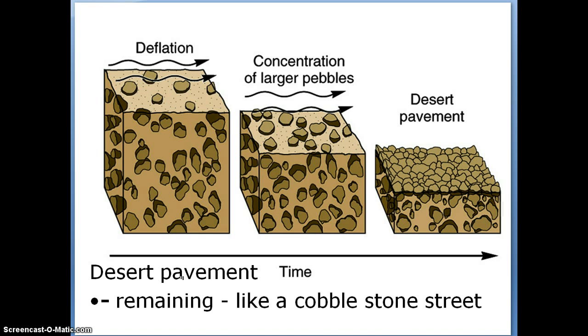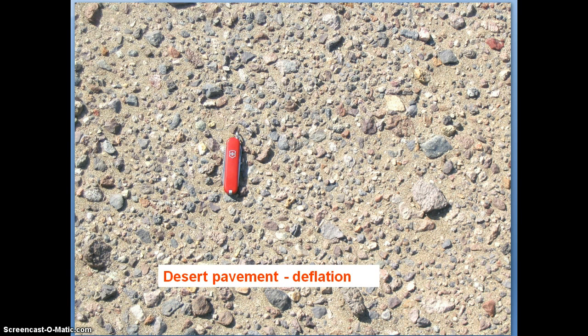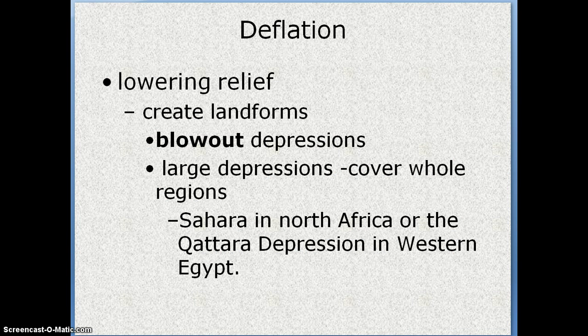Here's an example of desert pavement in the real world, and that's my trusty knife that some TSA agent took away when I forgot to take it out of my pocket. Sad.